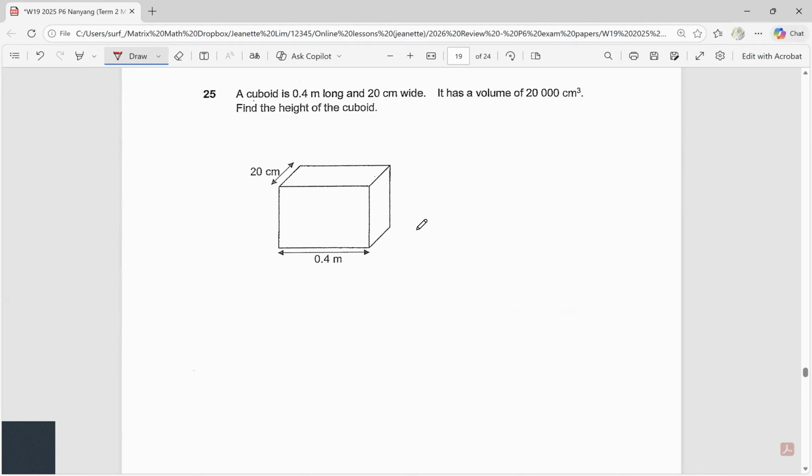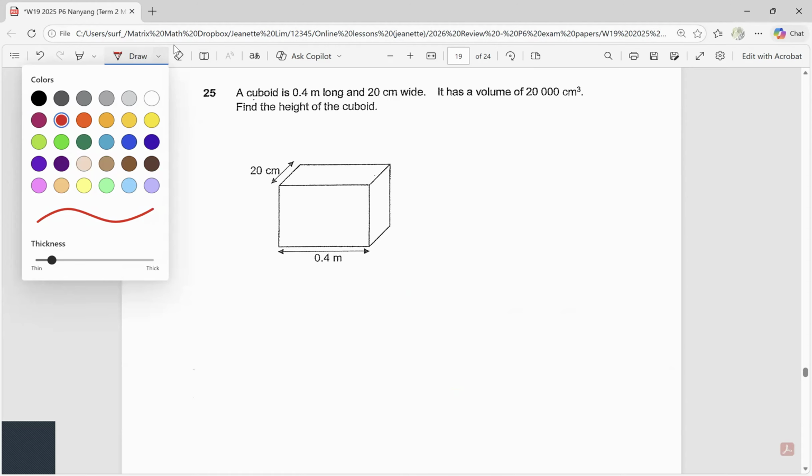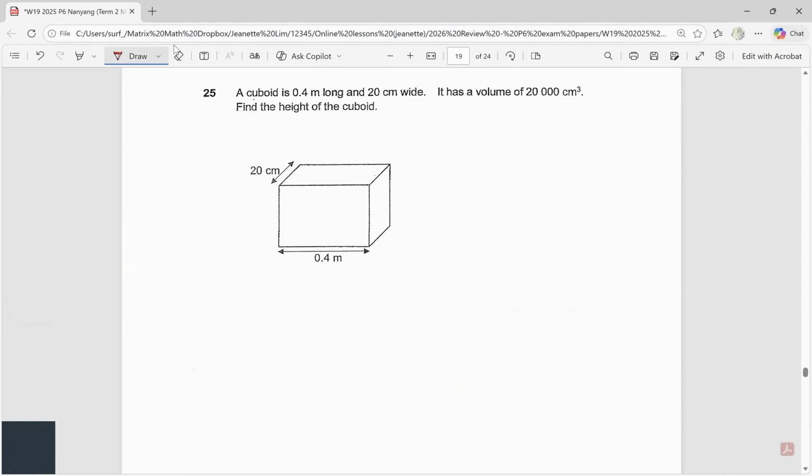Question 25. A cuboid is 0.4 meters long and 20 cm wide. It has a volume of 20,000 cubic cm. Find the height of the cuboid. Now, volume is length times breadth times height. Okay, this time if I want to find the height, I will have to take volume, divide by length, divide by breadth.